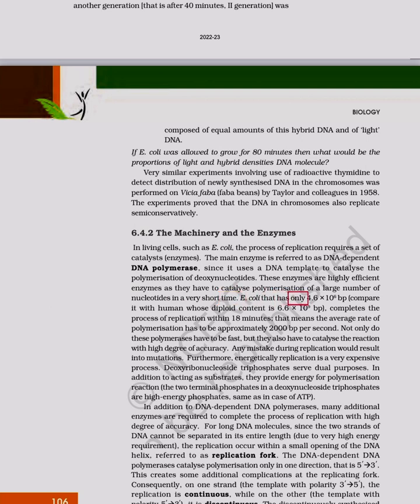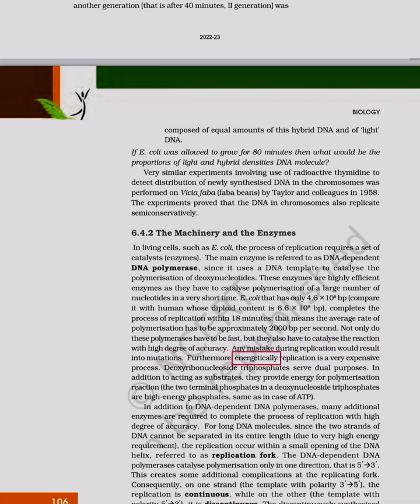E. coli that has only 4.6 x 10^6 bp, compare it with human whose diploid content is 6.6 x 10^9 bp, completes the process of replication within 18 minutes. That means the average rate of polymerization has to be approximately 2000 bp per second. Not only do these polymerases have to be fast, but they also have to catalyze the reaction with high degree of accuracy. Any mistake during replication would result in mutations.